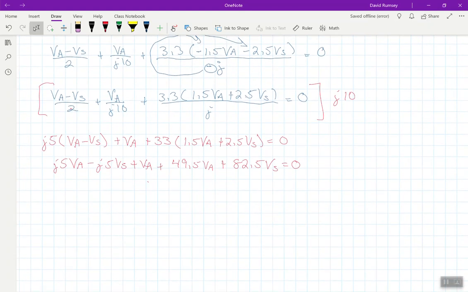Now I'm going to combine some like terms. I have a Va plus 49.5 Va, so I'd have 50.5 plus j5 Va. That gets rid of this term, this term, this term, plus (82.5 minus j5) Vs equals 0.